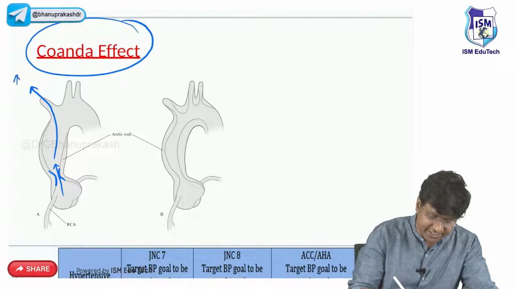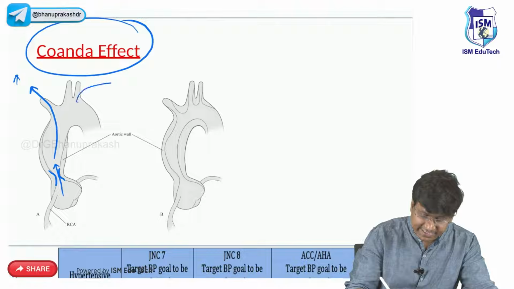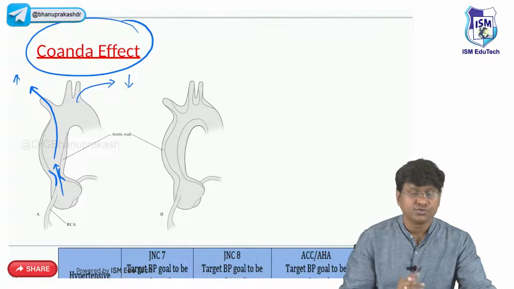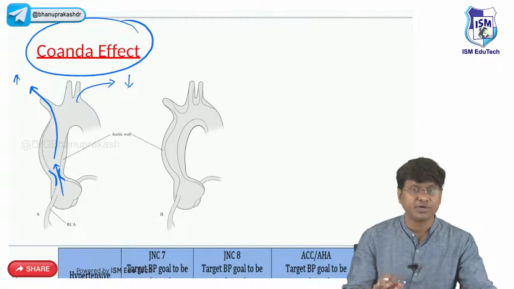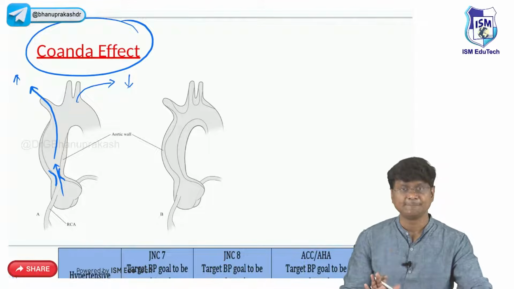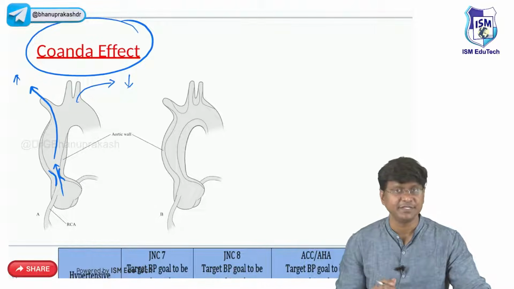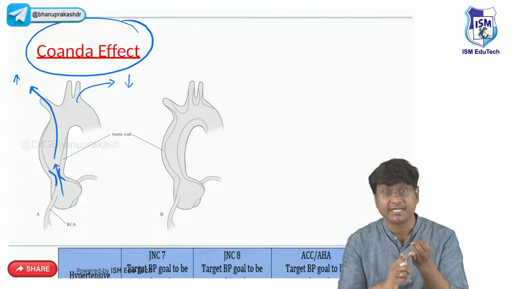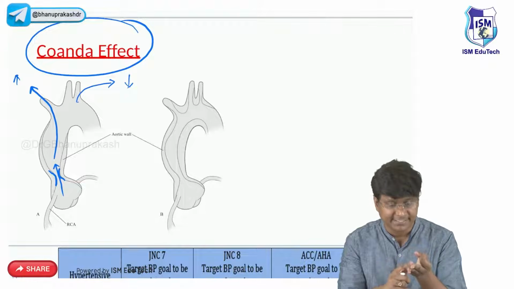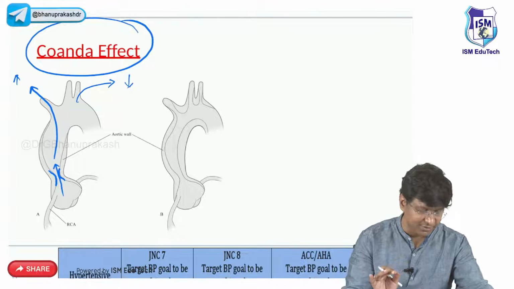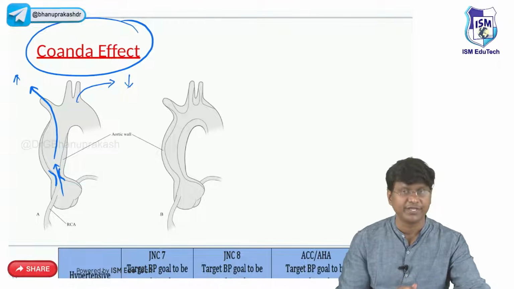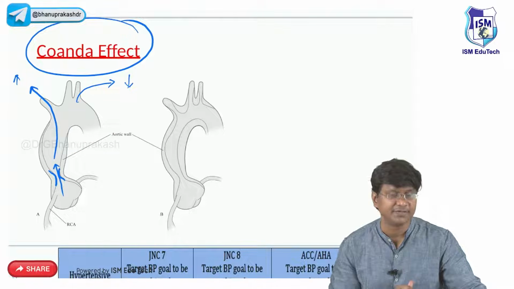So the pressure here will be very high, whereas in the left arm the pressure will be low. So supravalvular aortic stenosis, because of Coanda effect, you have this unequal blood pressure between the two arms. So what are the conditions? Takayasu arteritis, coarctation of aorta, then supravalvular aortic stenosis, aortic dissection, and then the obstructive aortoarteritis. These are all the conditions where you have the unequal blood pressure between the two limbs.